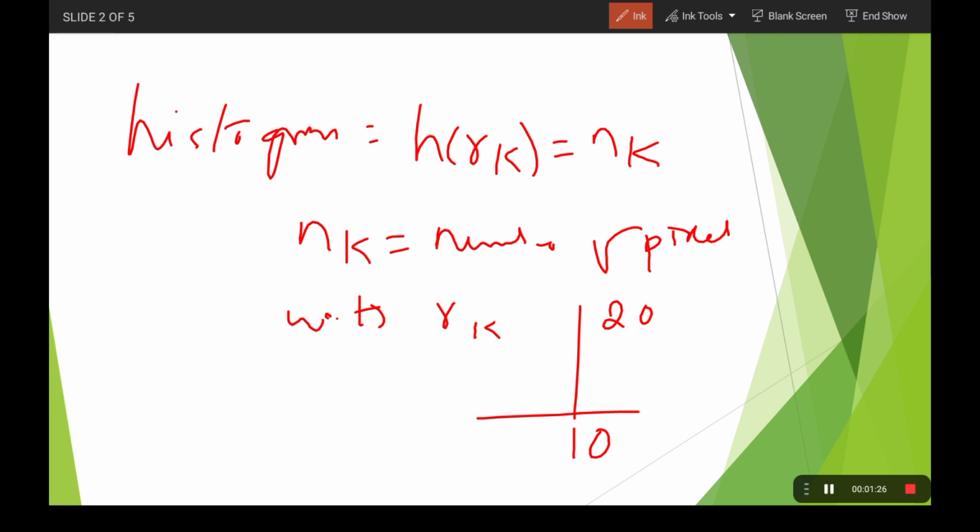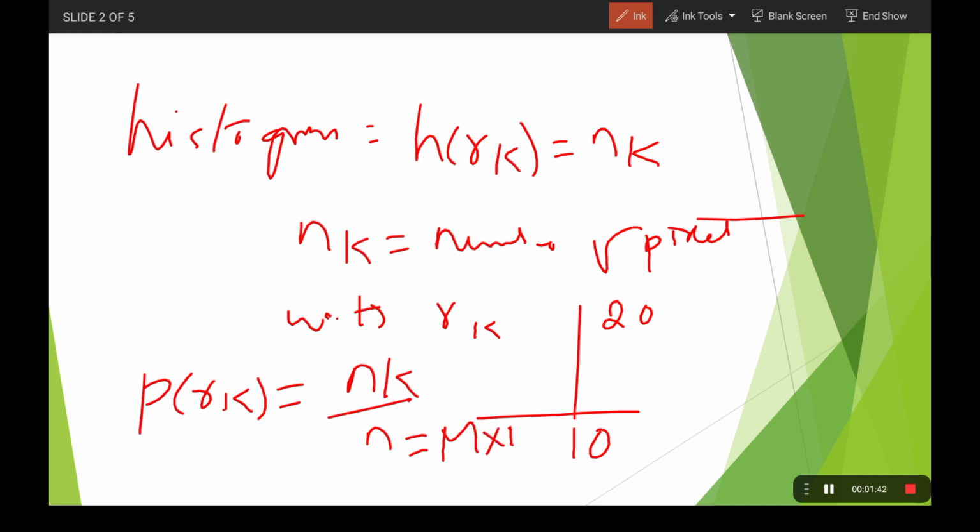Or else we can also define the normalized histogram, which can be represented as p of rk. p of rk is equal to nk by n, where n is the total number of pixels. In some textbooks it is represented as capital M into capital N, where capital M is the number of rows and capital N is the number of columns. That is just a brief introduction about what a histogram is, how we represent it, and what a normalized histogram is. Generally we prefer the normalized histogram in many applications.